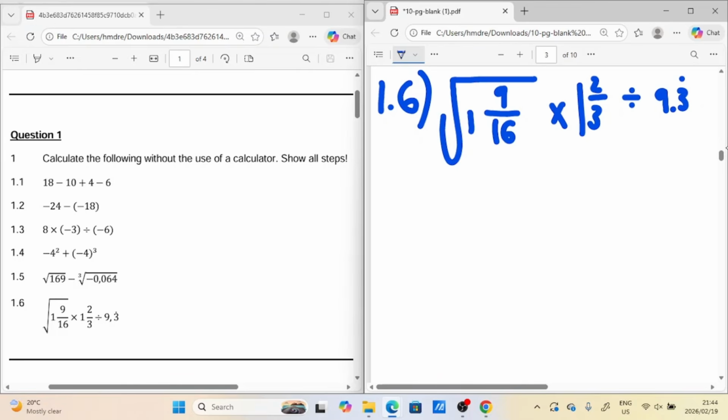Okay, this first one is pretty straightforward. The square root of 1 is just 1. Then the square root of 9 is 3, and the square root of 16 is 4. So that's pretty easy to simplify. Times 1 and 2 over 3, divided by 9.3 recurring.